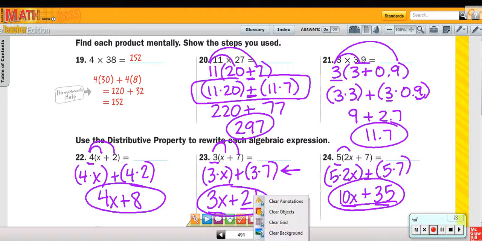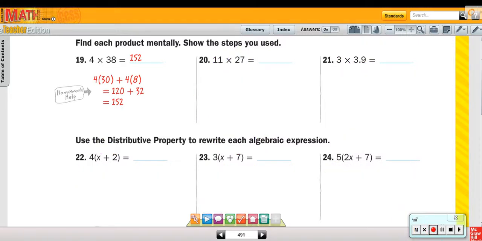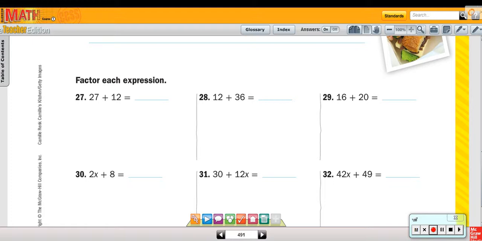Okay, let's go down to our factoring. This is really the opposite of the distributive property. So go to question 27.